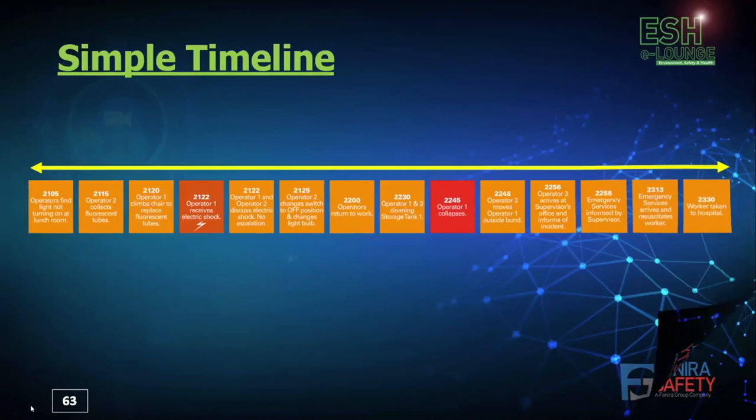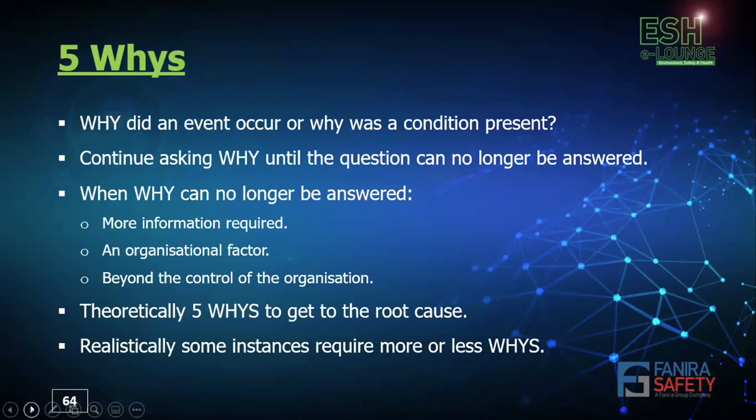So after the timeline, we then conduct our 5 whys. So our 5 whys, based on the timeline events, we go onto each and we ask ourselves, what happened? Why did it happen? When why can no longer be answered, it's either more information is required for the investigation, or there's an organizational factor, or it's beyond the control of the organization. So in theory, we use the 5 whys to get to the root cause, but realistically, some instances require more or less whys.